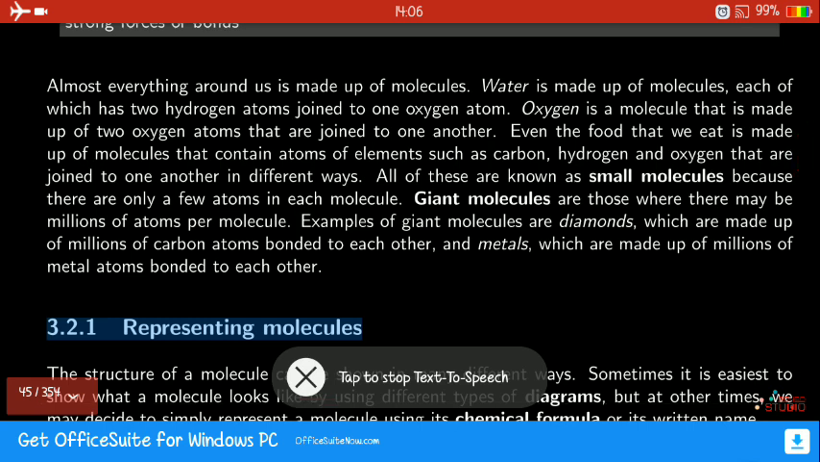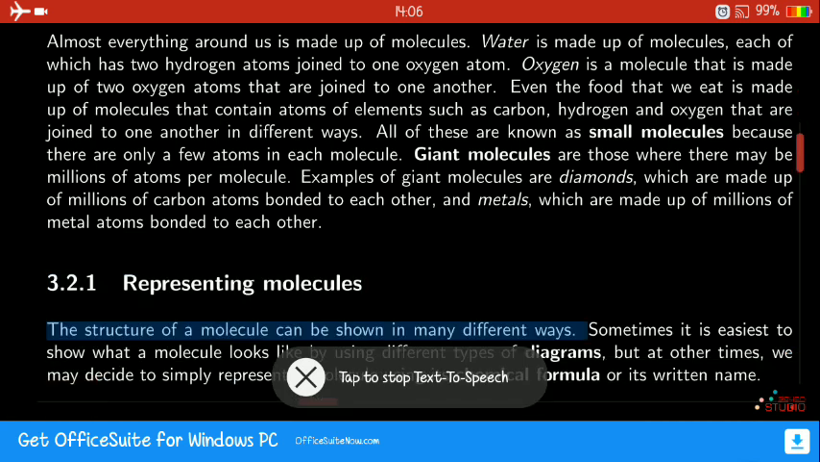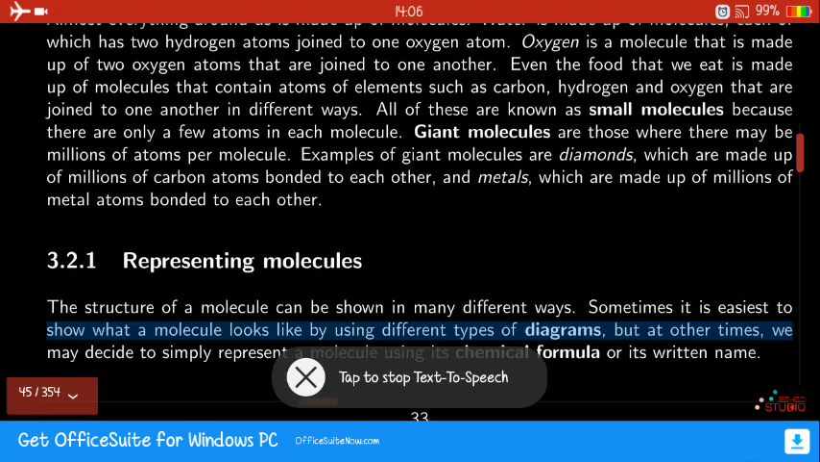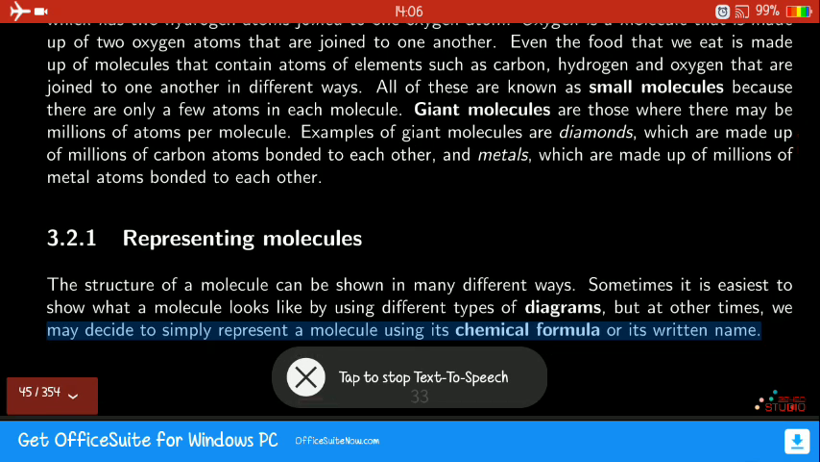3.2.8 Representing molecules. The structure of a molecule can be shown in many different ways. Sometimes it is easiest to show what a molecule looks like by using different types of diagrams, but at other times, we may decide to simply represent a molecule using its chemical formula or its written name.